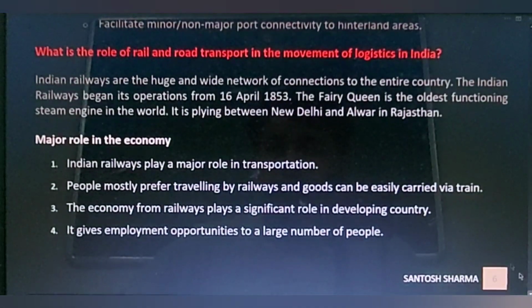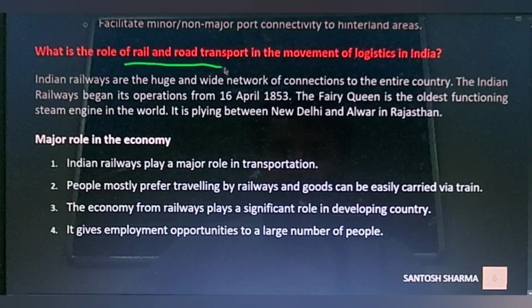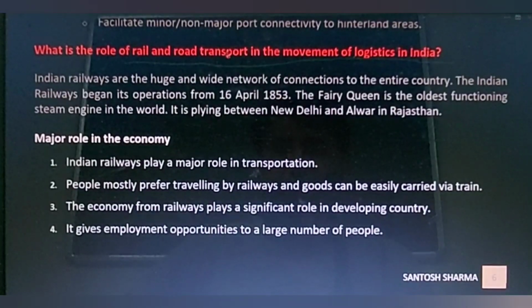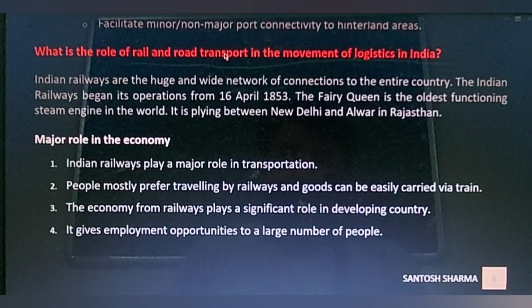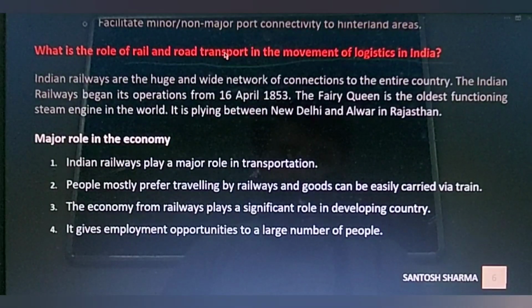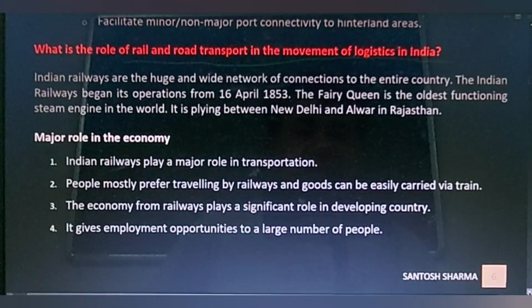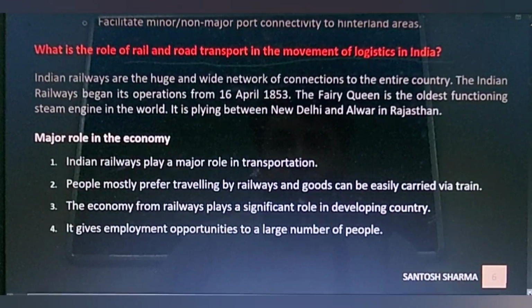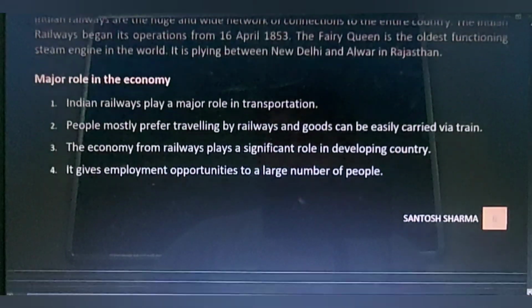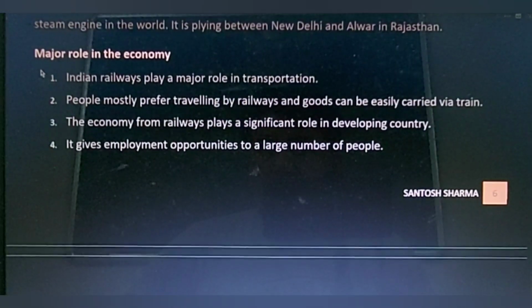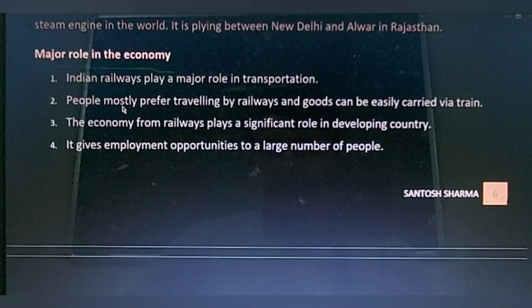Let's see the next important question. What is the role of rail and road transport in the movement of logistics in India? As we know, railways और roadways दोनों ही बहुत ही important means हैं transportation के, and obviously like Indian ports या फिर जो इंटरनेशनल ट्रेडिंग होती है, इंपोर्ट एक्सपोर्ट होता है, without the help of railways and roadways it is quite impossible. So as far as India is concerned, there is a huge scope for the development of these means of transportation.